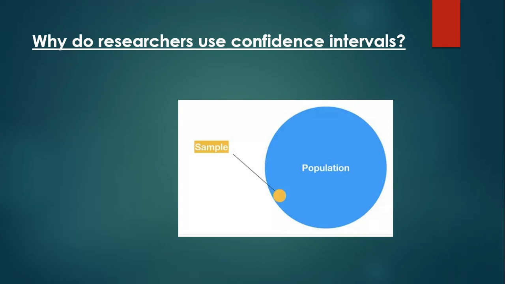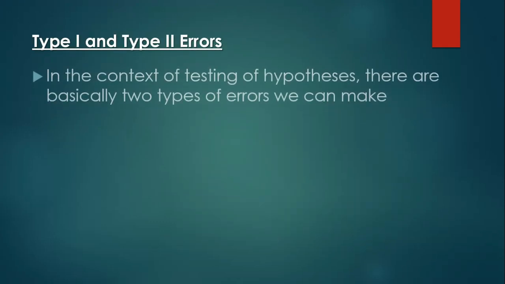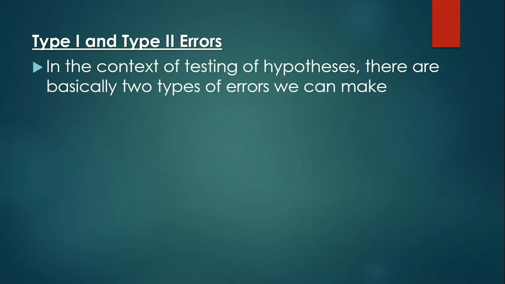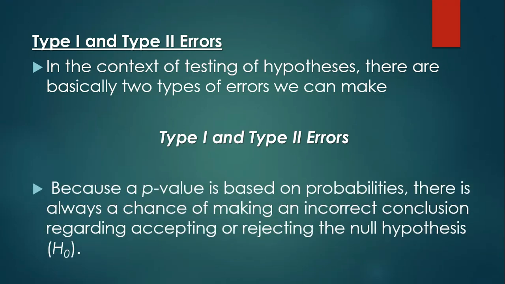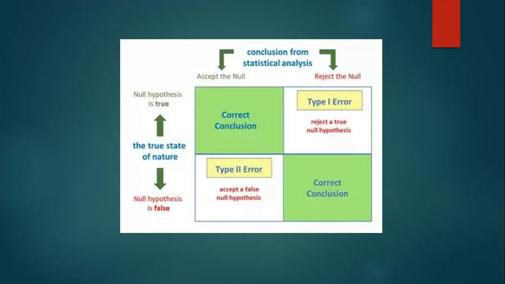Let's move on to type 1 and type 2 errors. In the context of testing of hypothesis, there are basically two types of errors we can make. A statistically significant result cannot prove that a research hypothesis is correct because a p-value is based on probabilities. There is always a chance of making an incorrect conclusion regarding accepting or rejecting the null hypothesis. Anytime we make a decision using statistics, there are four possible outcomes, with two representing correct decisions and two representing errors. In this picture, you can see four decisions which we can make in the conclusion of a research.